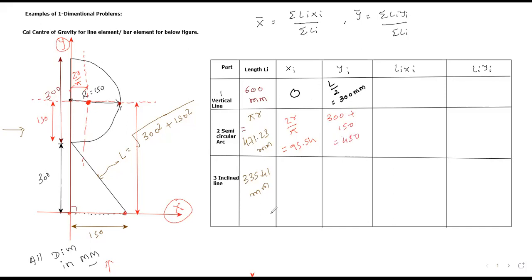Students, is it clear? Please confirm me. Is it clear or not? Fine, let's go. Now the last portion is your inclined line. Whatever line is given, the center of gravity of a line is always at the center of the line. Yes or no? We discussed this.